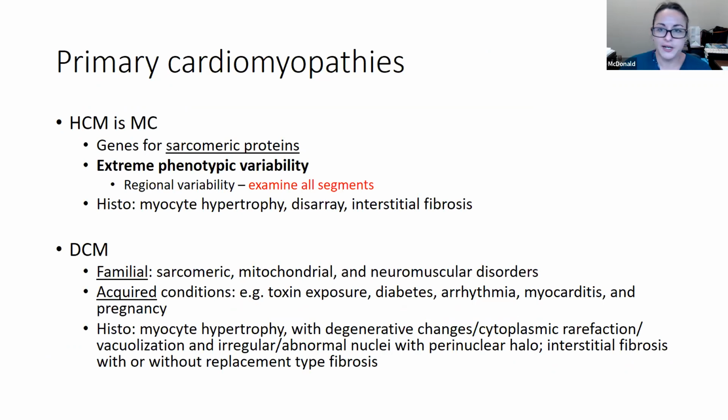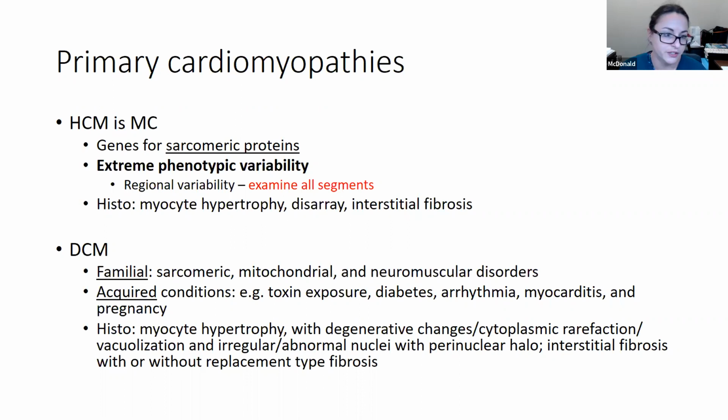So the primary cardiomyopathies we're talking about are going to be hypertrophic cardiomyopathy. This is the most common type, and it generally is involving genes for sarcomeric proteins. It's really important to remember that there is extreme phenotypic variability. So that classic image we always heard about with the asymmetric thickening of the septum is not always true. There can be concentric thickening, eccentric thickening. It can also be just regional.